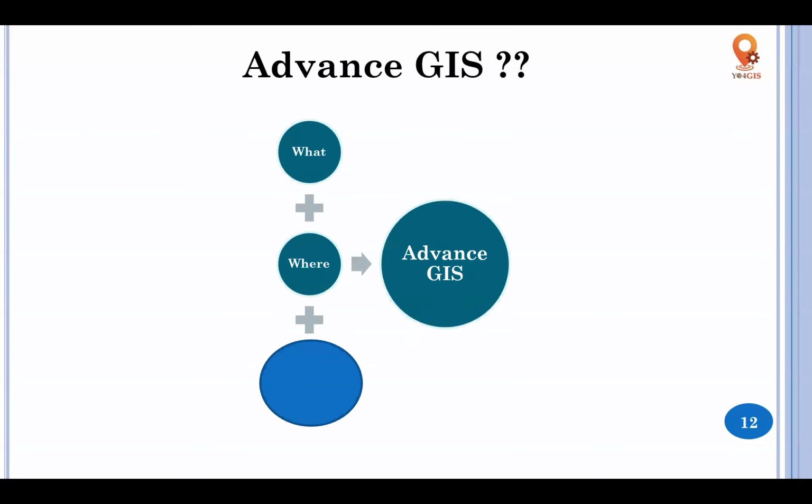So in advanced GIS, there are three things. One is what we have, and another is where we have. These two things we already covered. When companies were creating the data, where you have a petrol pump, where you have a bank, where you have an ATM, we created all this kind of data.